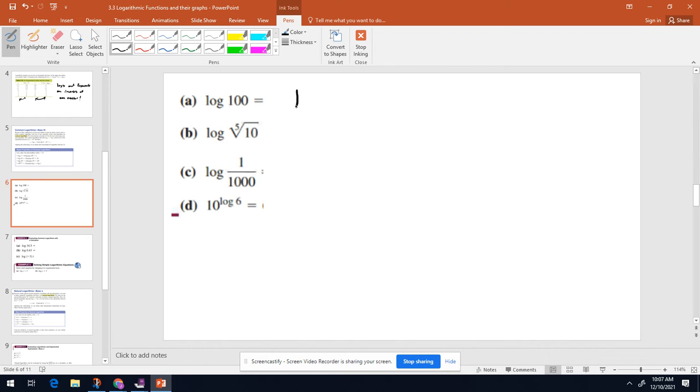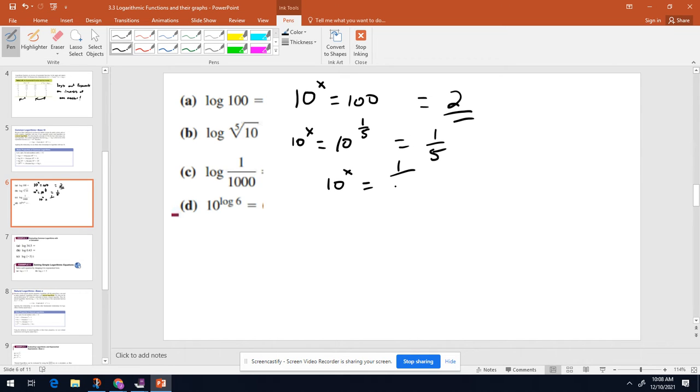Some people can do this in their heads. Some people need to rewrite it. There's my base of 10. Here's my exponent. It equals 100. What can I raise 10 to equal 100? That's 2. This one, 10 to some power equals 10 to the 1/5. Where'd I get the 1/5 from? This is the fifth root. Index goes in the denominator, exponent goes in the numerator. So what would x equal? 1/5.